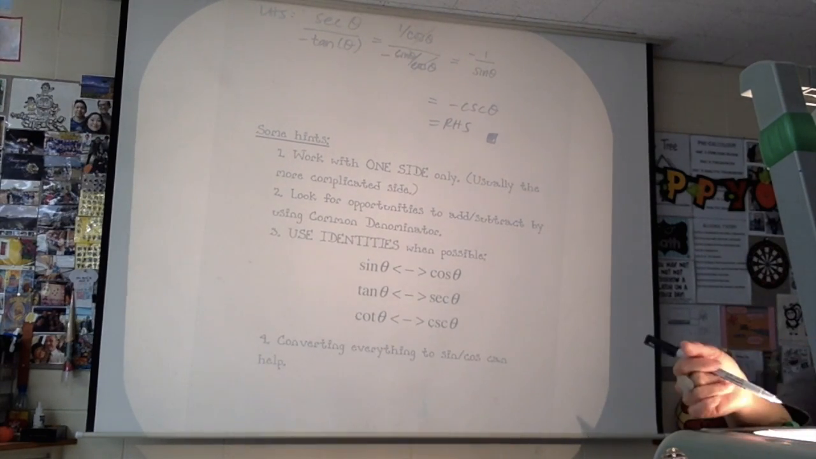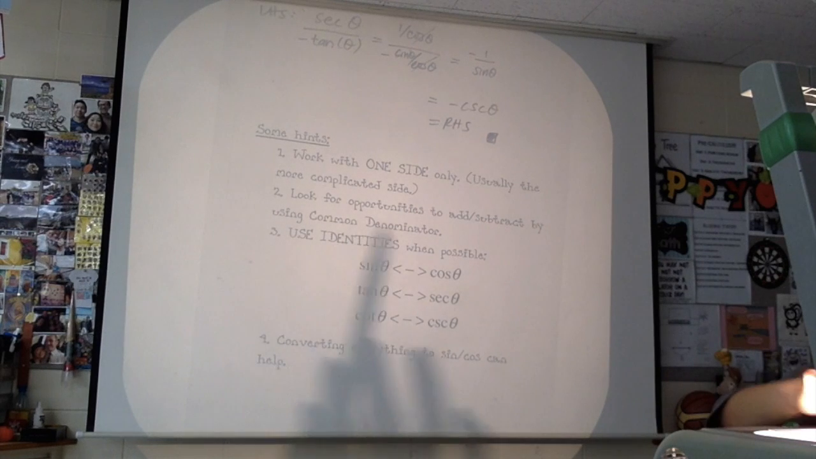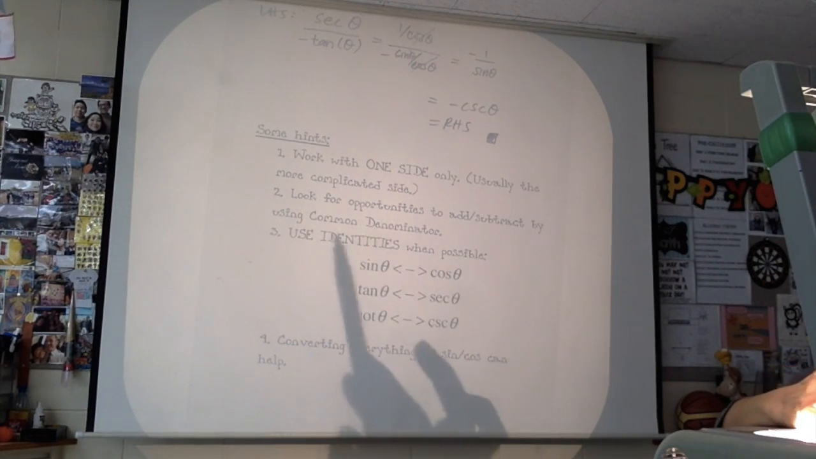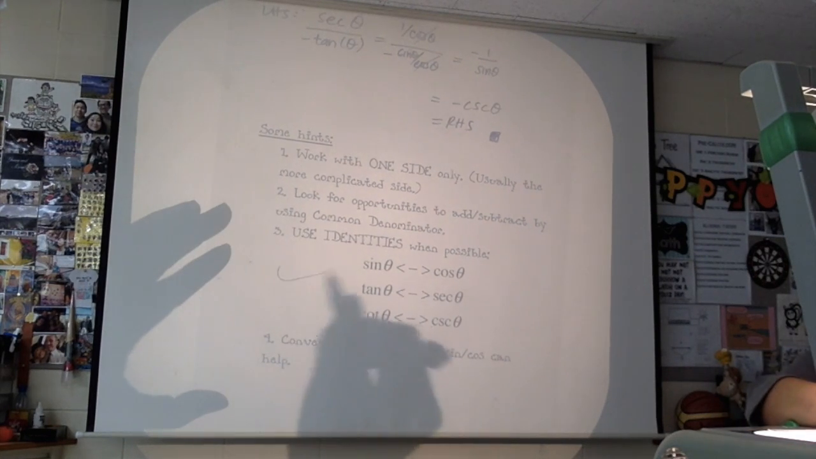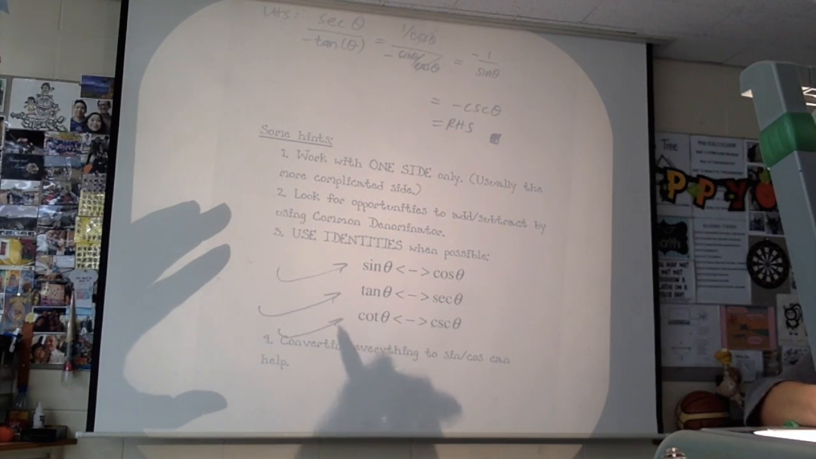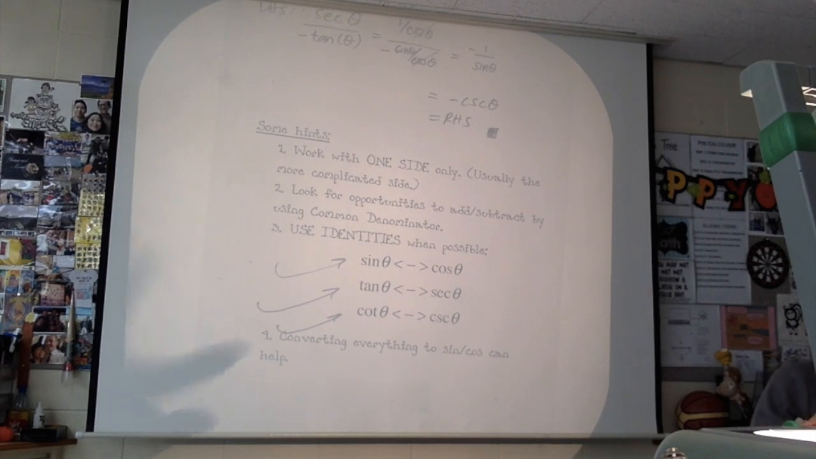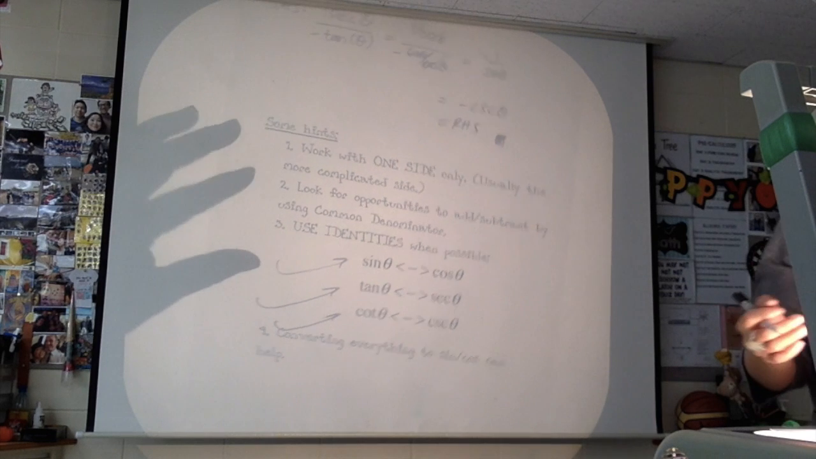Okay, work with only one side, usually the complicated side. 2, look for opportunities, just add or subtract by a common denominator. Okay, we've done that. Use identities when possible. Remember, these are kind of new, okay? Try to understand these. And then you guys, convert everything to sine and cosine can also help, okay? Cofunctions and identities. Write that down, okay? Stop the video earlier. You should have stopped the video earlier.